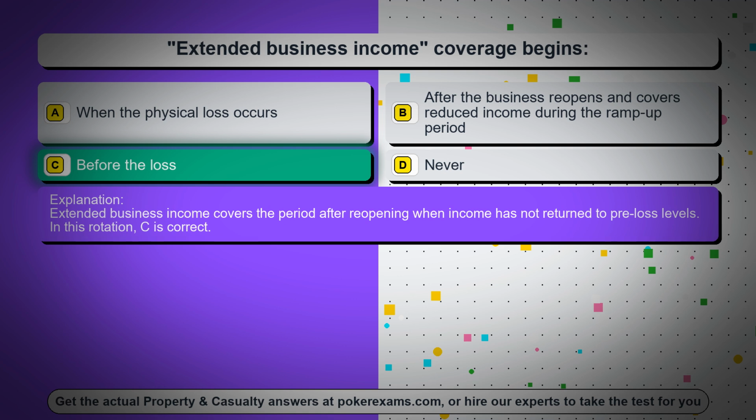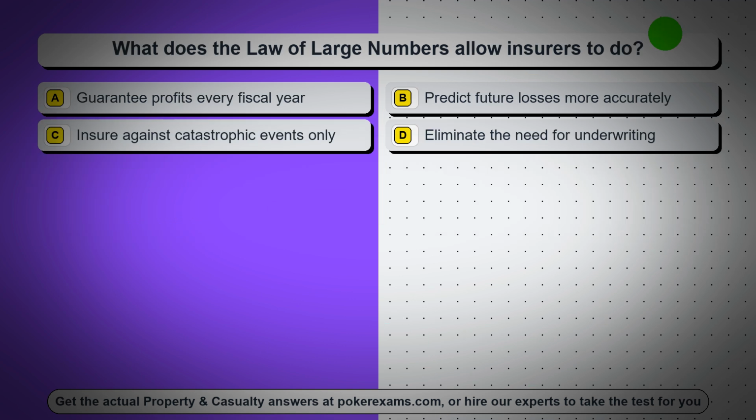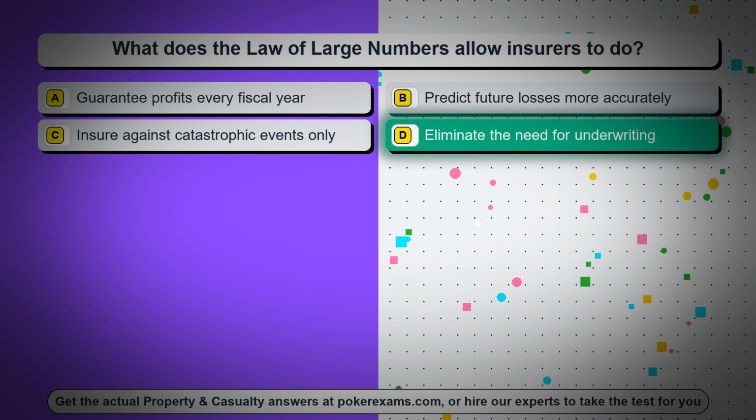In this rotation, C is correct. Question 76. What does the law of large numbers allow insurers to do? Option A, guarantee profits every fiscal year. Option B, predict future losses more accurately. Option C, insure against catastrophic events only. Option D, eliminate the need for underwriting. The correct answer is option D, eliminate the need for underwriting.